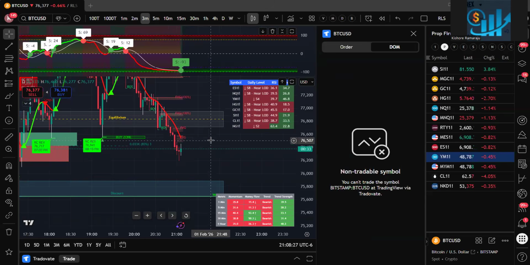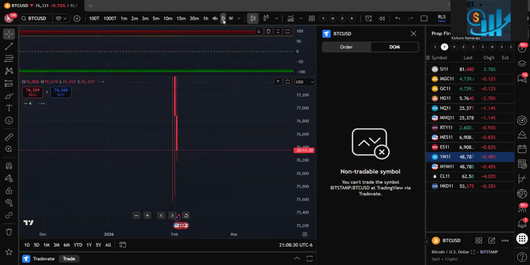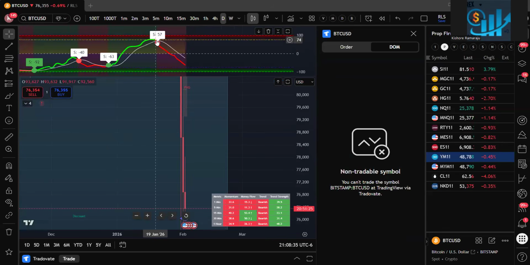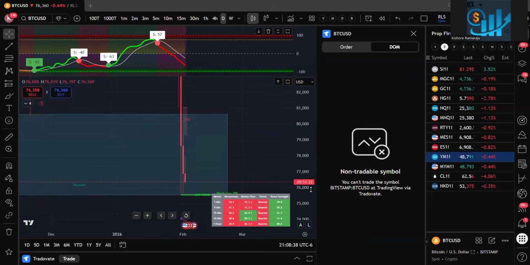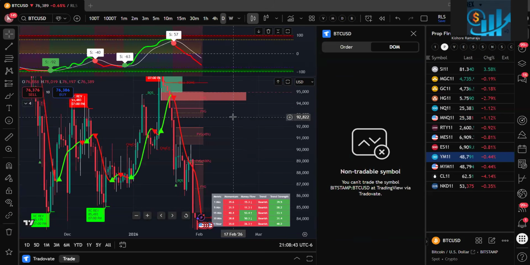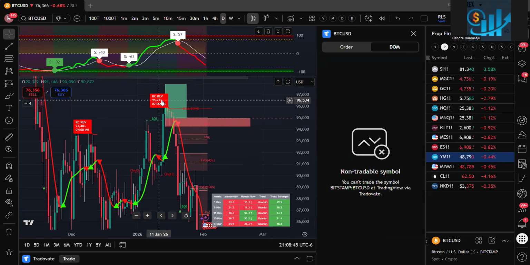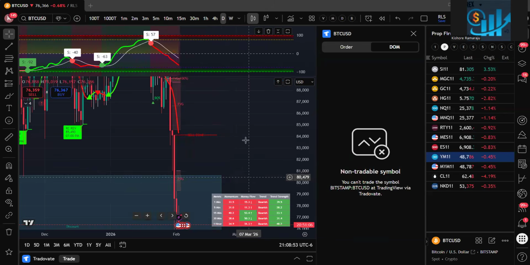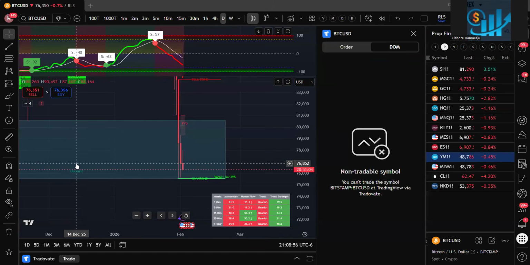If we look at the daily, you can see that it went all the way up and started dropping. Somewhere around 95,000 you got a bearish sell signal. Now it is 75,000 and you are at a discount zone, but still it is dropping. So in another 3 to 4 days, we may see Bitcoin drop further.